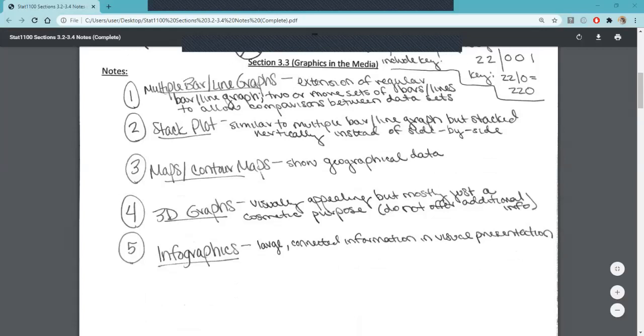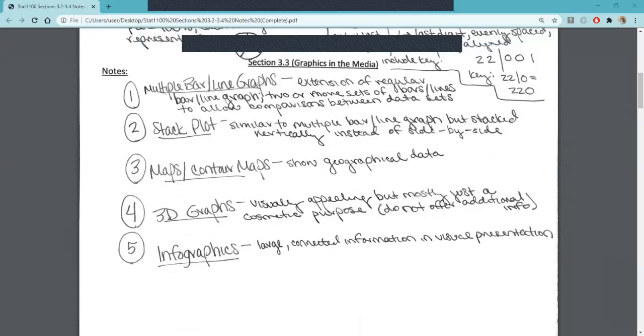Maps and contour maps, we're going to show geographical data. So we'll see some examples in the reading. 3D graphs, most of the time it's very visually appealing, but it doesn't really offer anything, right? So it could make it a little bit more confusing to interpret the data. It's just not really necessary, even though it's kind of fancy. And we'll see a couple of those as well.